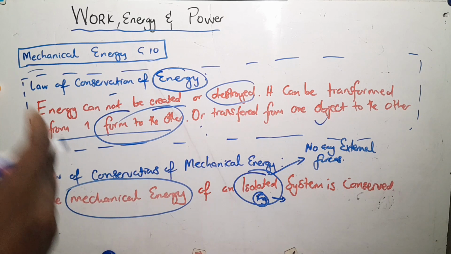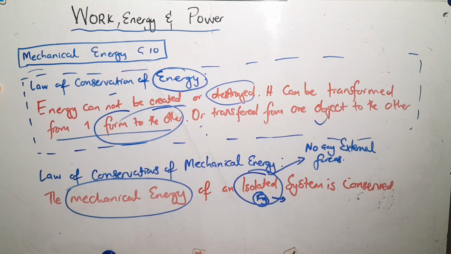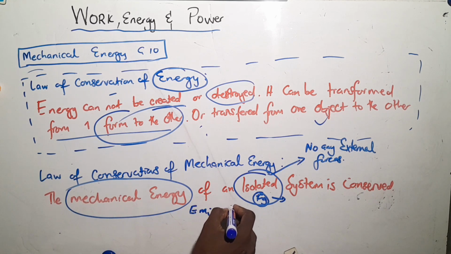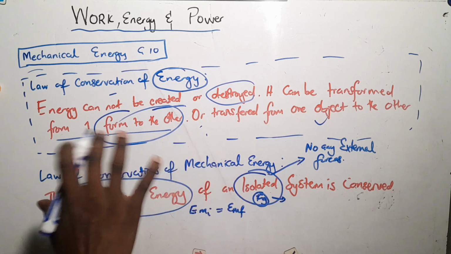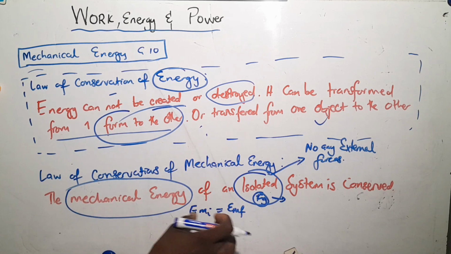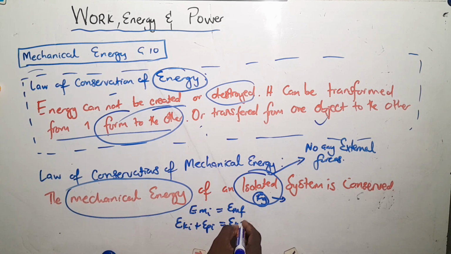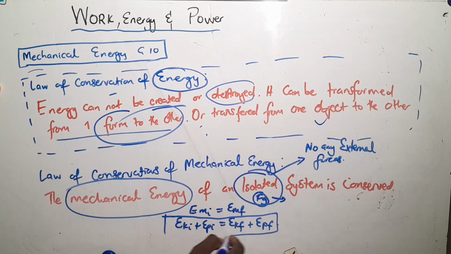So this is the conservation of mechanical energy. This means that EM initial equals EM final, no matter the situation. The mechanical energy is conserved. And you know that the mechanical energy is EK initial plus EP initial, which will be equal to EK final plus EP final. The mechanical energy remains conserved once it is an isolated system. So there are no other factors acting, only Fg is acting.